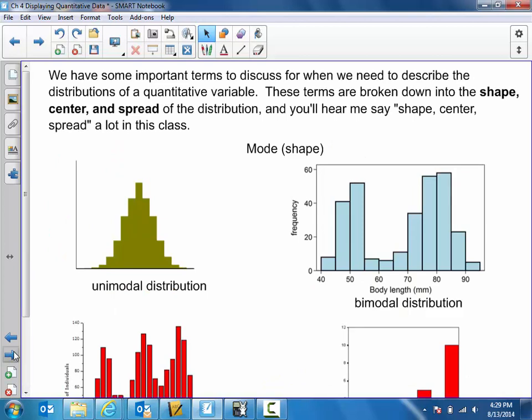And there, the area principle is preserved. Okay, this is more the meat of the lesson, how we talk about shape, center, and spread for histograms in particular. And shape, center, and spread are really particularly useful for quantitative displays.